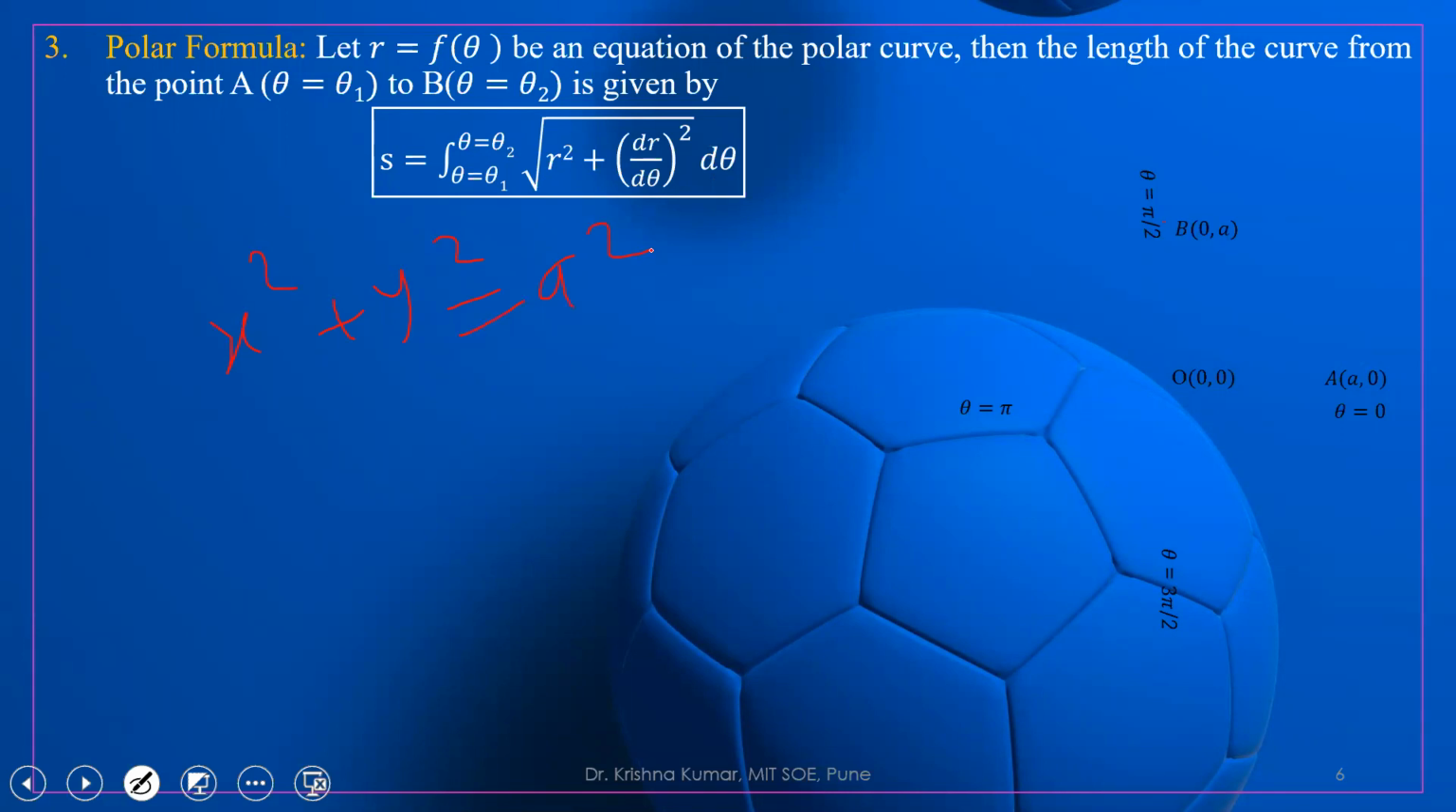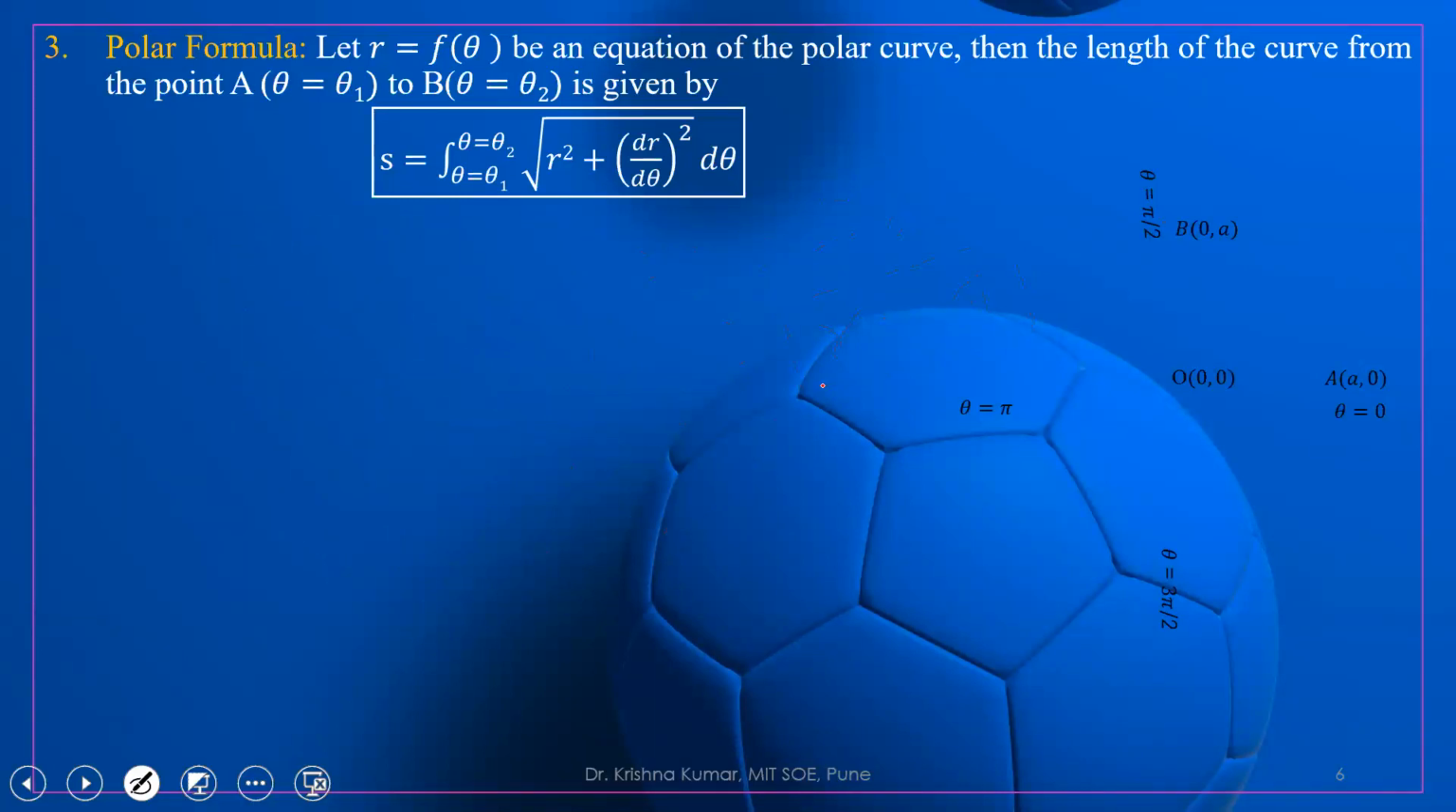Okay, if we write down the polar form of the circle, how to represent it? x equal to r cos theta and y is equal to r sin theta. This is the conversion of Cartesian to polar. So if we square it, x square plus y square, what are we getting? r square. So x square plus y square is r square equal to a square. Meaning we are getting r equal to a. So r equal to a is the polar equation of the circle.